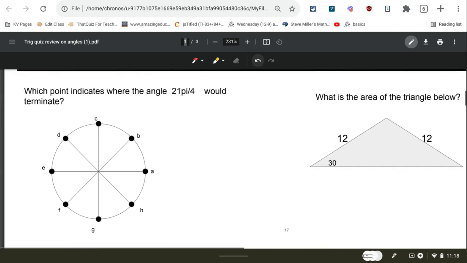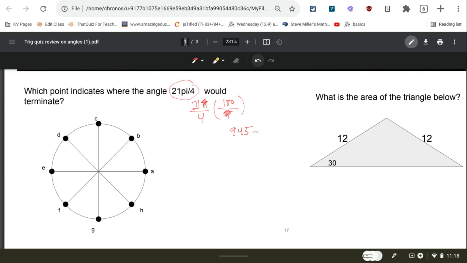Where is 21 pi over 4? Wow, so a couple of ways you could do this. The first way I'm going to do it is I'm just going to convert it over to degrees. Okay, if I do 21 pi over 4 times 180 over pi, those pi symbols are going to cancel out. Let me see what this becomes. So 21 times 180 divided by 4 is 945. So that's what this angle is in degrees.